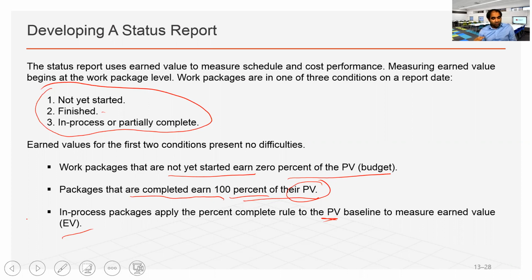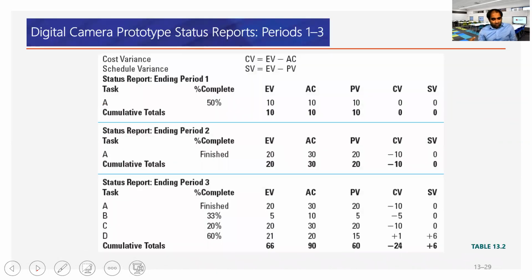After the end of time period 1, what does it look like? In the example that we are analyzing here, at the end of period 1, only task A started. B, C, D, F haven't started yet. Only task A started, and at the end of period 1, it is 50% completed. So if we know that 50% is completed, simple, we can now calculate earned value. What is the earned value?